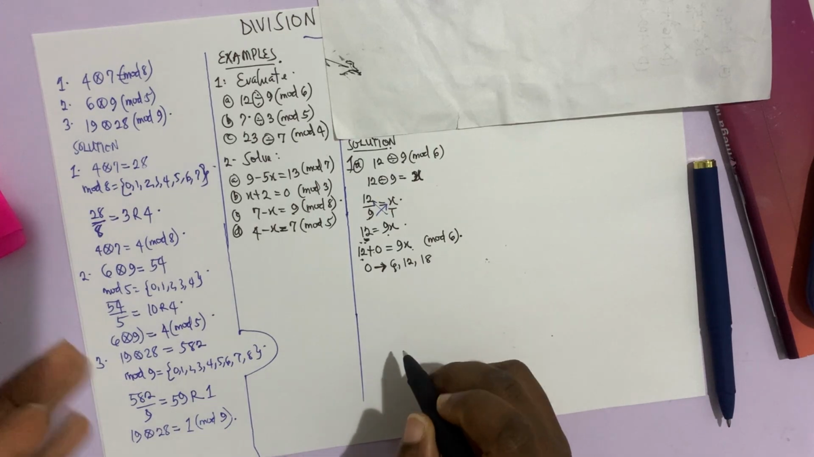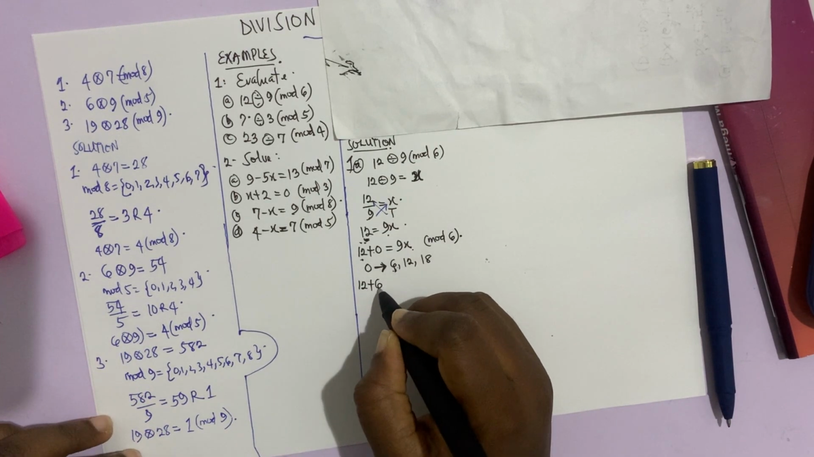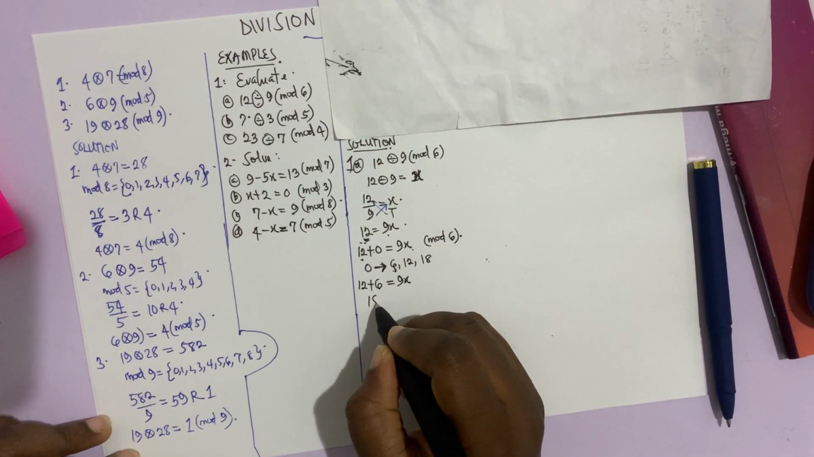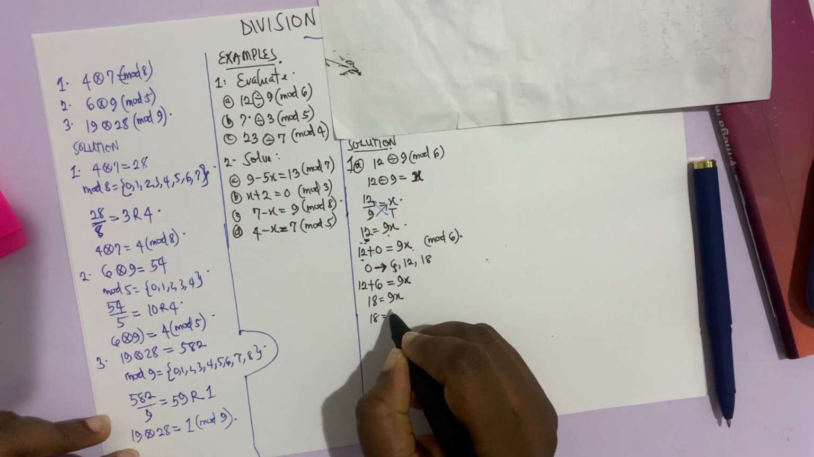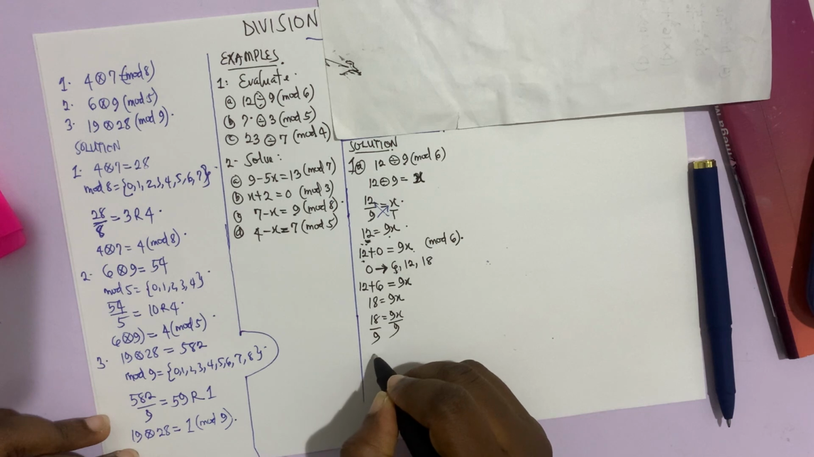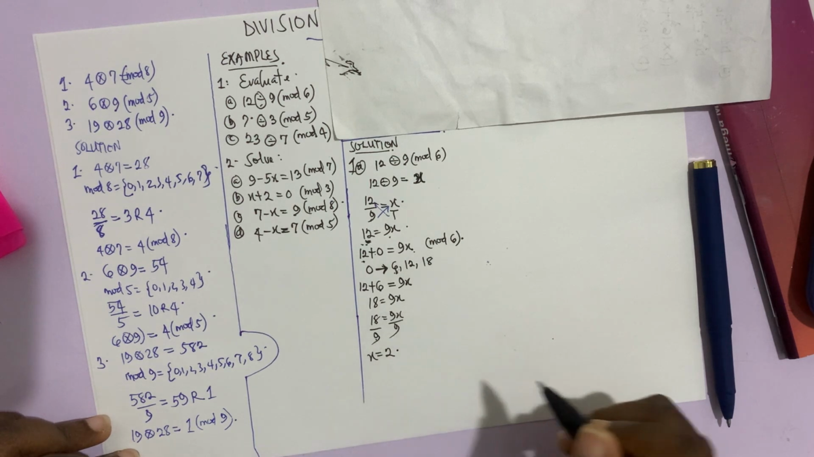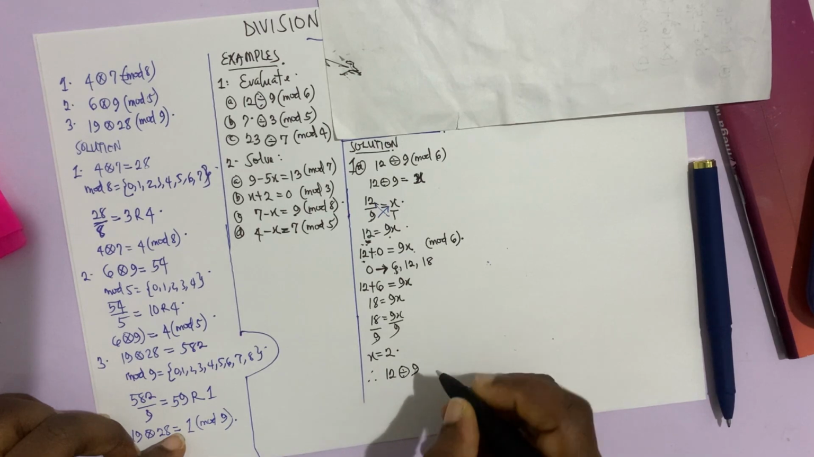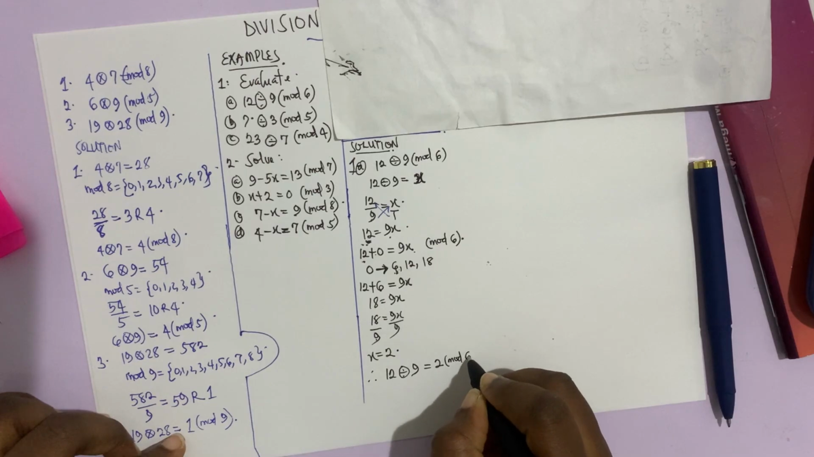So that is exactly what we will do. We will now say 12 plus 6 is equal to 9x, and 12 plus 6 is 18, which is equal to 9x, and then we can divide both sides by 9 to get the value of x. So x will then be 18 divided by 9, which is 2. Therefore 12 divided by 9 is equal to 2 in modulo 6.